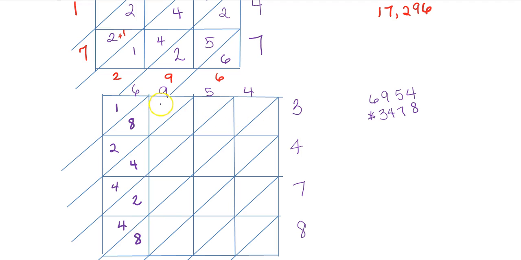9 times 3 is 27. 9 times 4 is 36. 9 times 7 is going to be 63. 9 times 8 is going to be 72. Okay, so 5 times 3 is 15. 4 times 3 is 20.